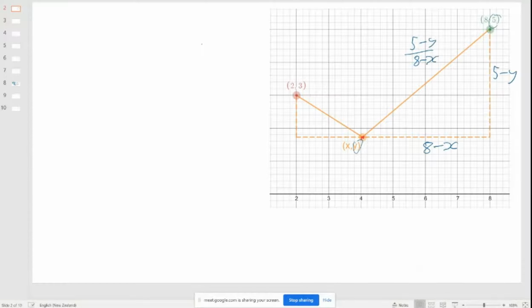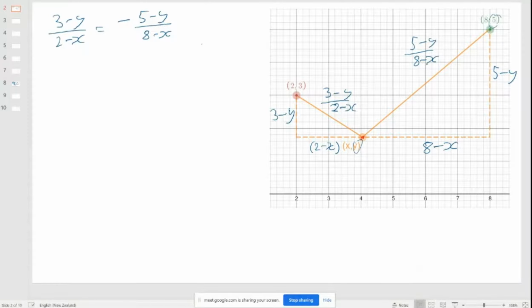And the slope of this line will be its rise, which is 3 minus y, and its run, which is 2 minus x. So the slope here will be the rise over run. Now we want this slope here to be the negative of this one here. So what we want is this slope here to be the negative of that slope there. And this is going to tell us what x and y values are going to work.